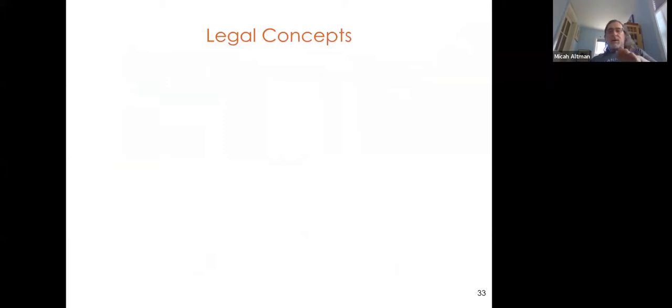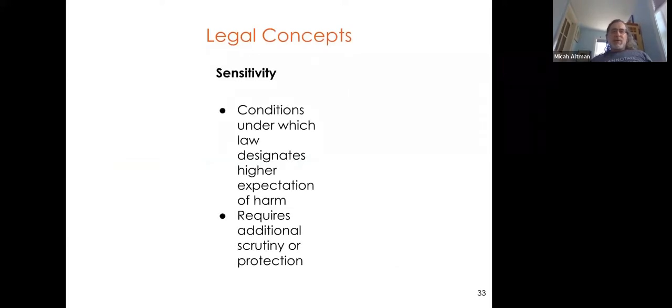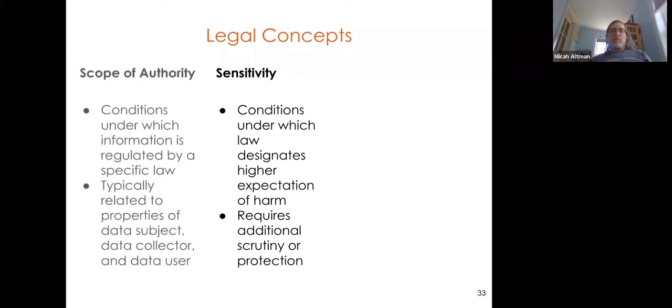There's also a number of legal concepts, and some of these sound like technical and policy concepts, but it's really important to distinguish them because legal concepts are sometimes at odds with the technical definitions. Sensitivity refers to conditions under which the law expects some higher expectation of harm and usually requires additional scrutiny or protection. For example, federal law may declare that data about criminal history is more sensitive. So when you ask questions and collect measures in that space, there are more required protections. You may expect more risk, and so you may need more controls.